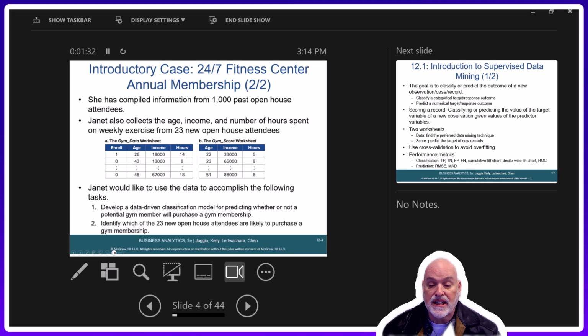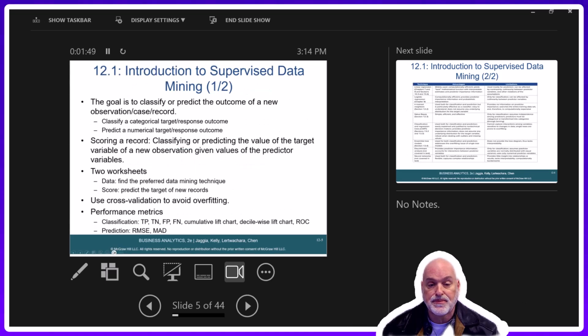Janet would like to use the data to accomplish the following tasks. Number one, develop a data-driven classification model for predicting whether or not a potential gym member will purchase a gym membership. Identify which of the 23 new open house attendees are likely to purchase a gym membership. The goal is to classify or predict the outcome of a new observation case record. Classify a categorical target response outcome. Predict a numerical target or response outcome.